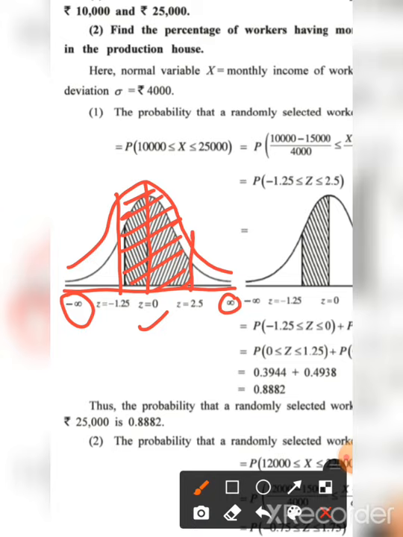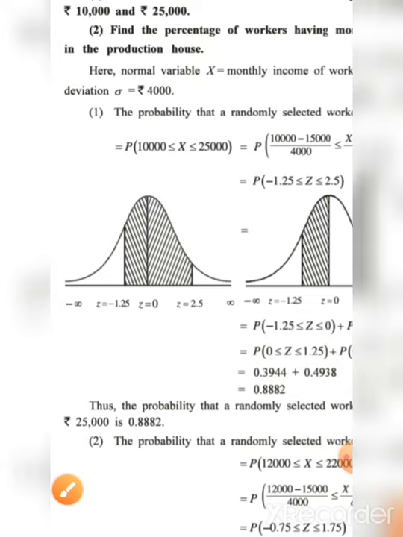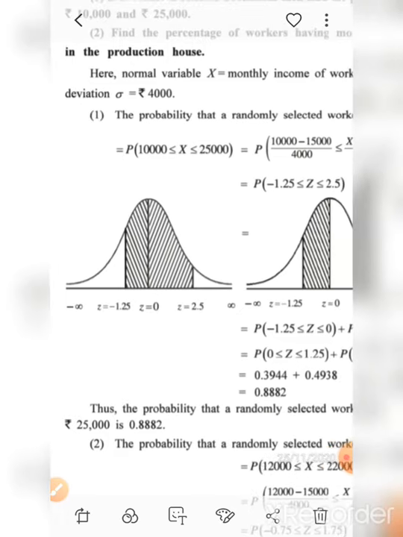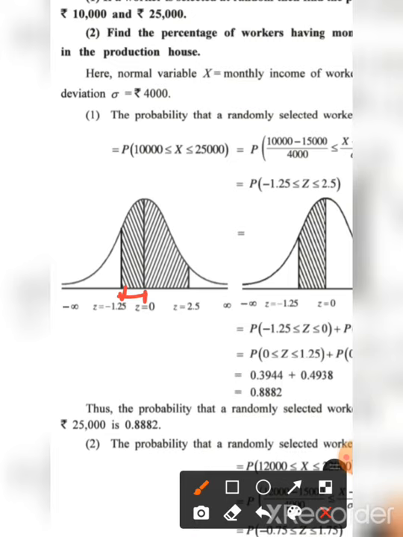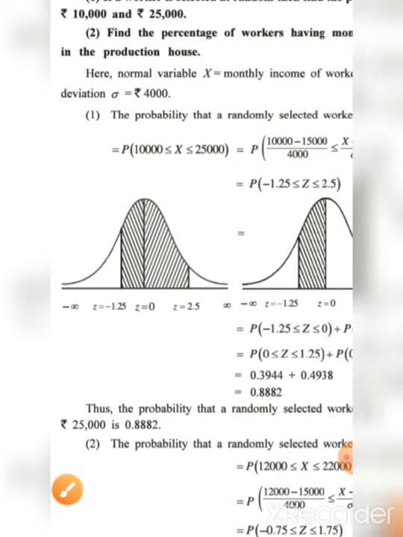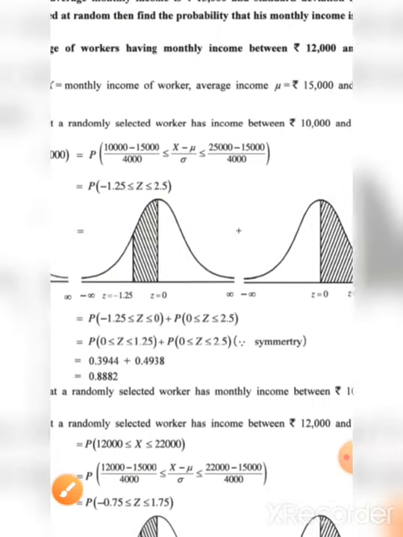Right? So now how are you going to get this area? First of all, you are going to go from minus 1.25 to 0, this much area. Then from 0 you are going to go to 2.5. You are going to find this much area, and you are going to add them. As you add both of them, you will get this whole area. Got that clear? So let's see how it has been done.